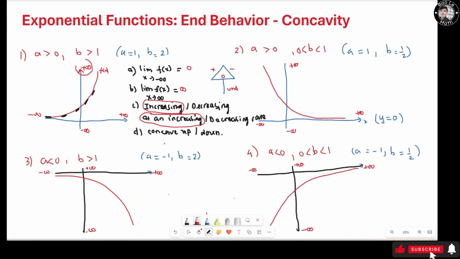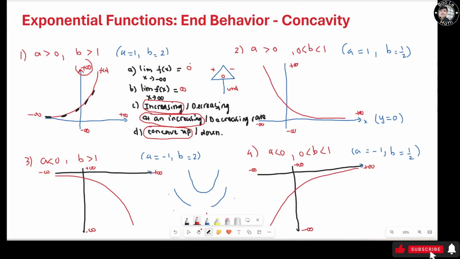Now, in order to understand if the function is concave up or concave down, we look at the shape right here. If you see a bow like this, the function is concave up. Now let's move on to the second case right here.